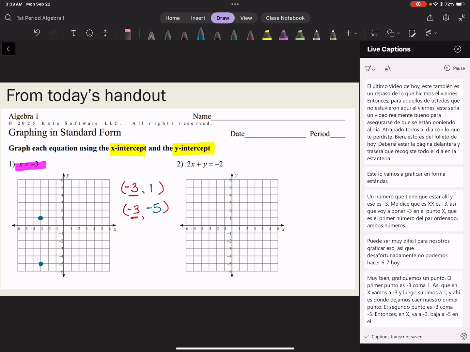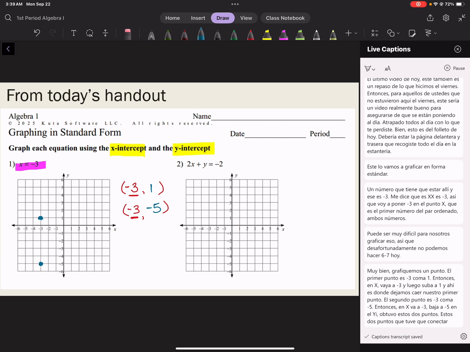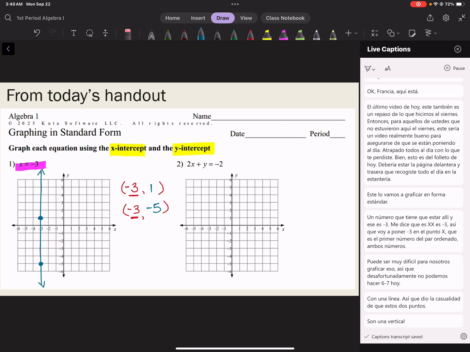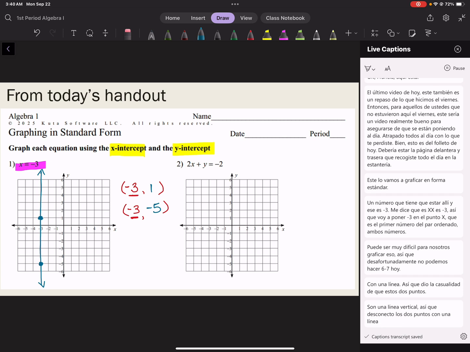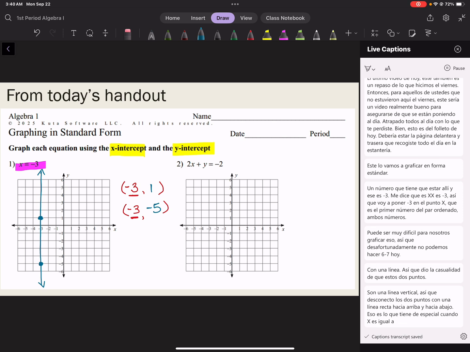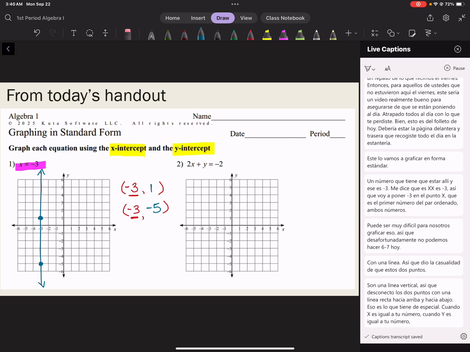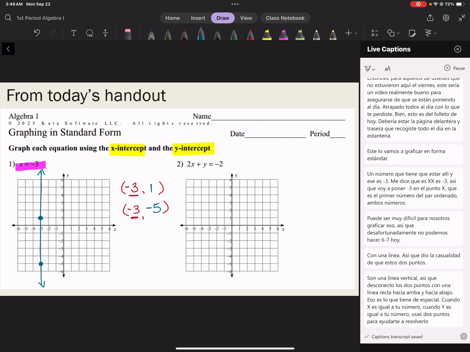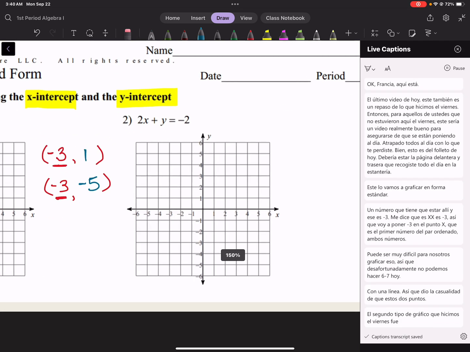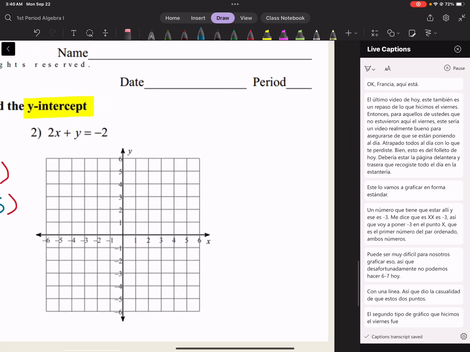I got these 2 points. I have to connect these 2 points with one line. So it just so happened that these 2 points make a vertical line. So I just connect the 2 points with one line, straight up and down. That's what's so special about when x equals a number or when y equals a number. You use 2 points to help you figure this out. The second type of graph that we did on Friday was an actual equation with x and y.